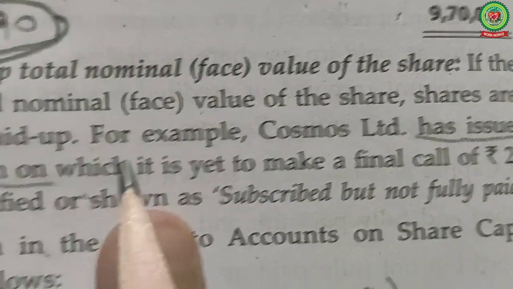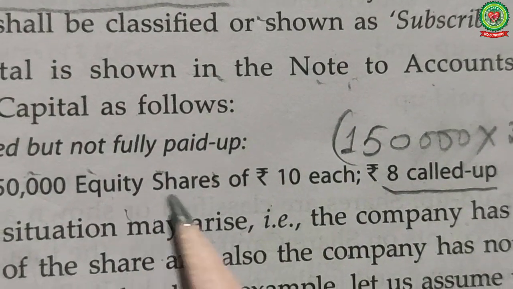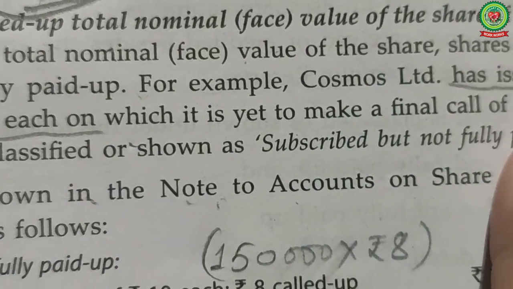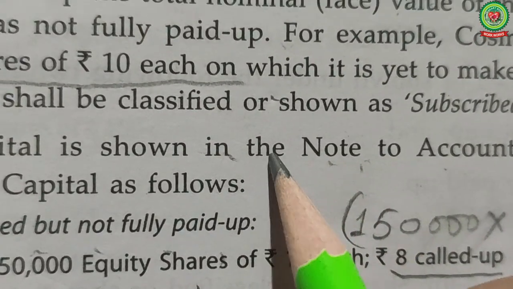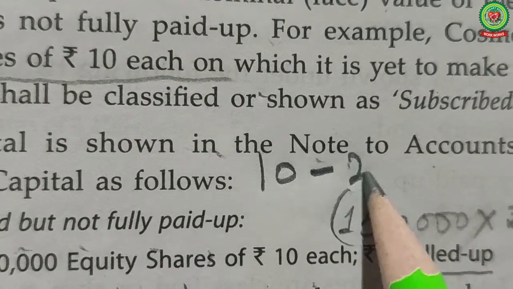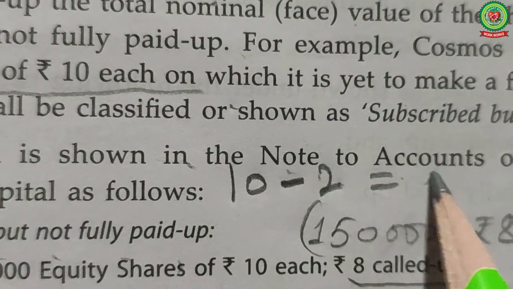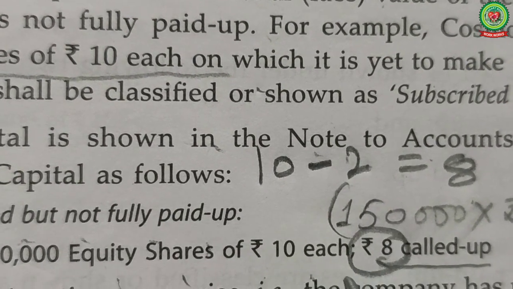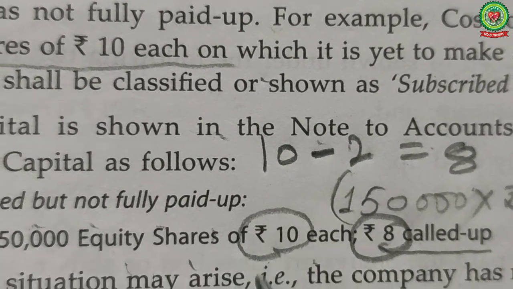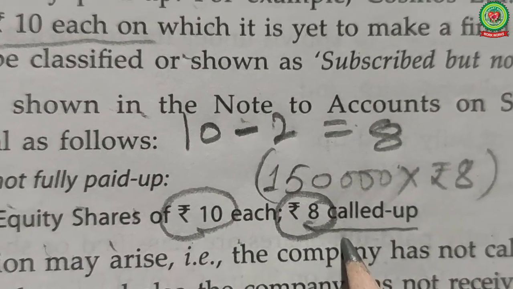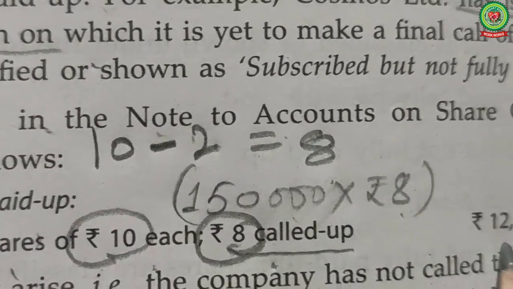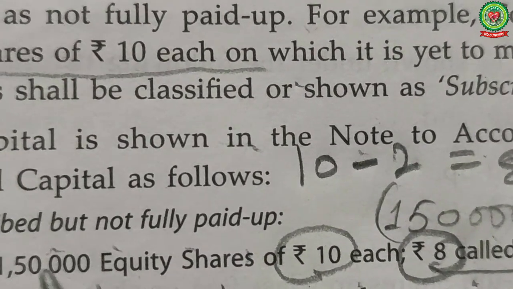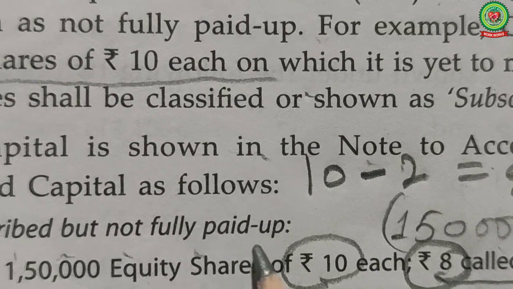In which way? See, subscribed but not fully paid. Total 1,50,000. See, if 2 not yet called, that means nominal value 10 minus 2 is equal to 8 rupees. So 8 rupees called up by the company, not fully 10 called. So 1,50,000 multiply 8 is equal to 12 lakh. 12 lakh is the amount. So this one is the case subscribed but not fully paid.